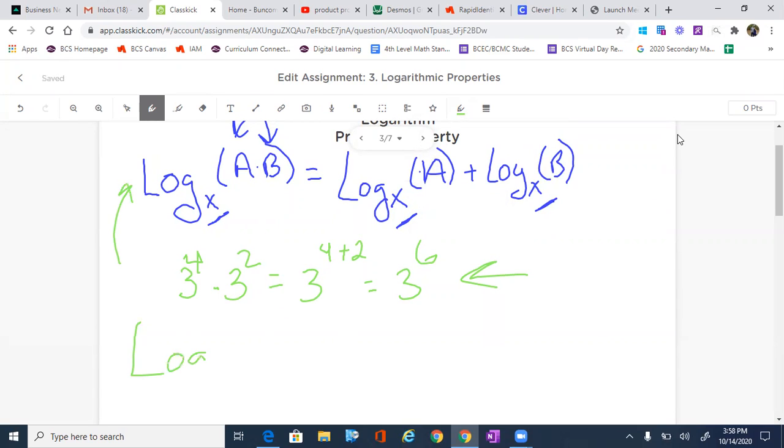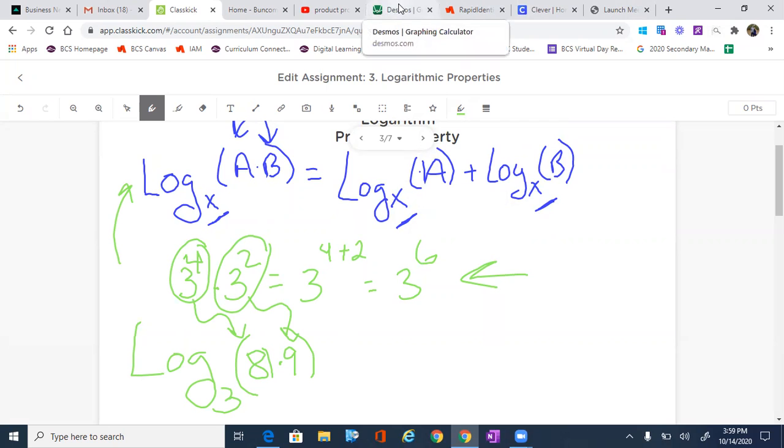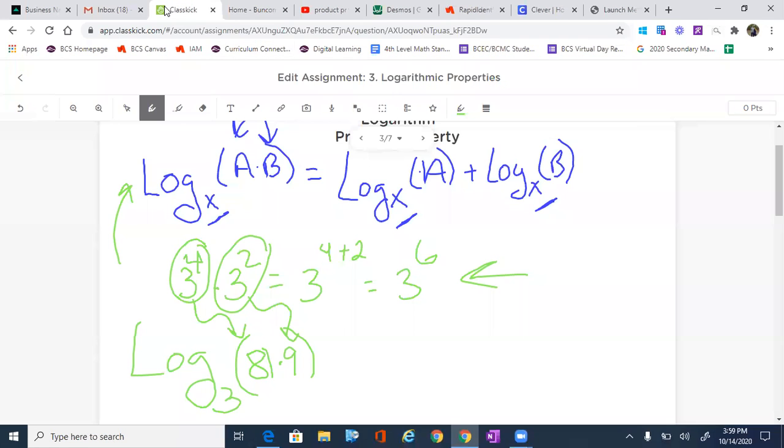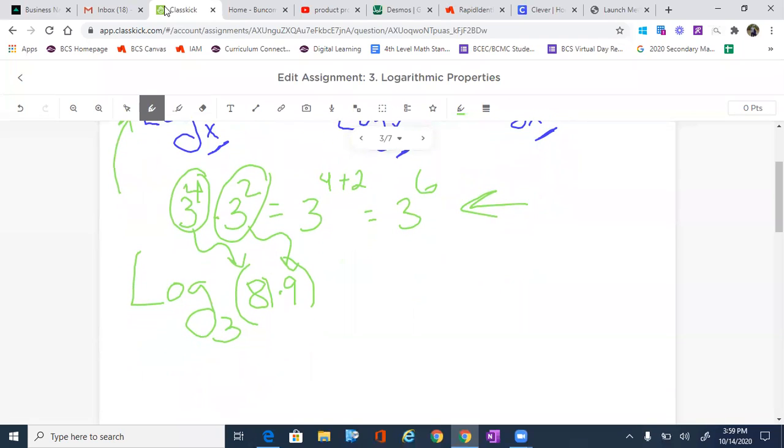And I'm going to write this down. Log base 3 of 81 times 9. Now, where did I get the 81 from? I just said, what is 3 to the 4th? That's 81. Where did I get that 9 from? That is 3 squared, okay? And let's break it down. I'm going to go to Desmos and type this statement in. Log base 3 of 81 times 9 is 6, okay? So let's write that down. We know that that is 6 right here.